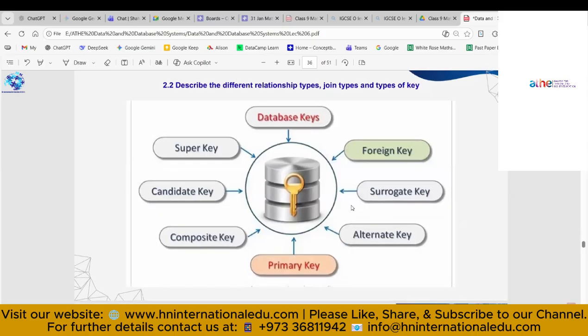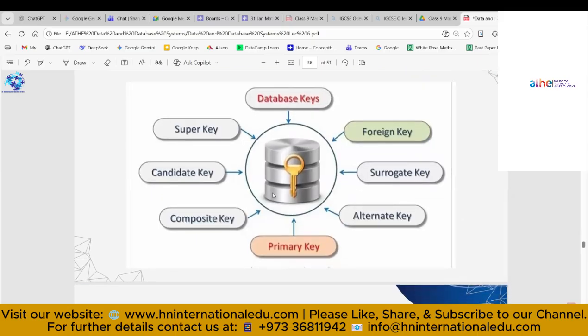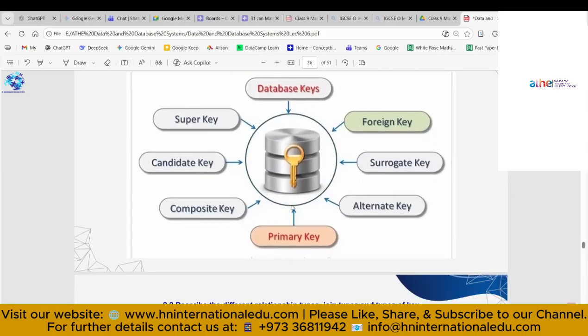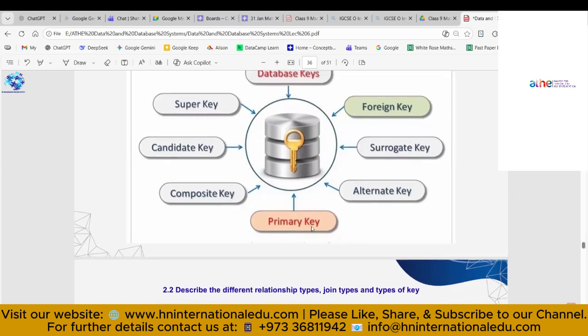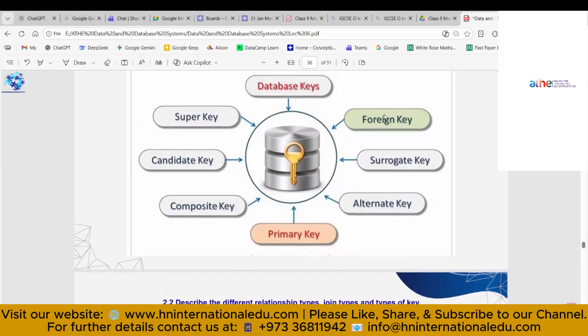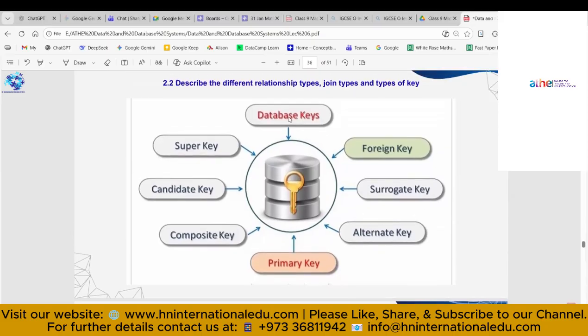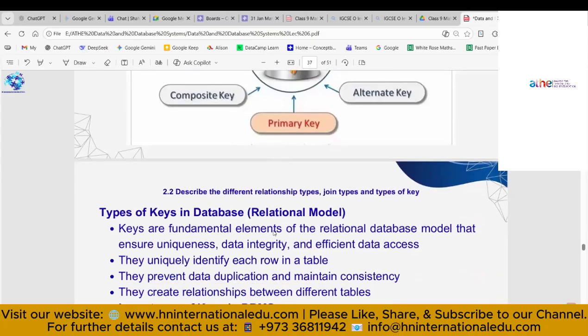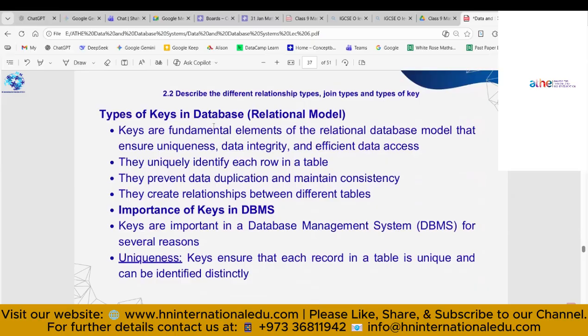Next, we have database keys. Database keys are basically the keys I have been talking about, primary key and foreign key. There are several keys, but the ones we mostly use are the primary key, super key, candidate key, and foreign key. So what are keys? Keys are fundamental elements of the relational database model.